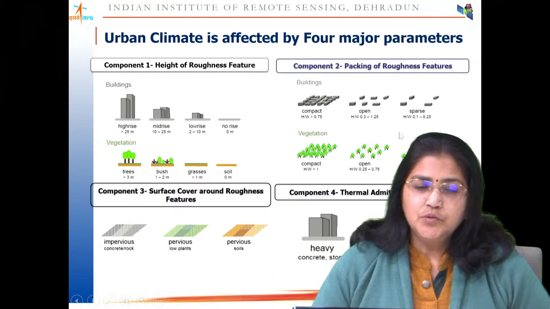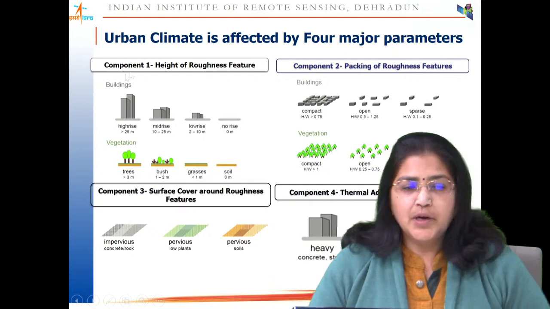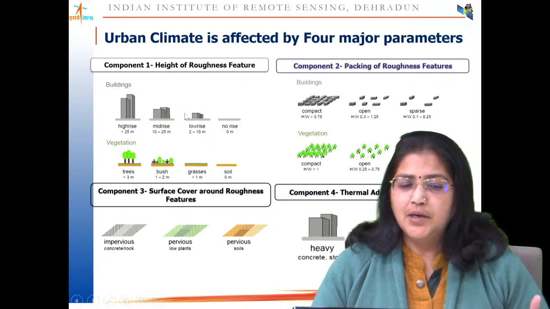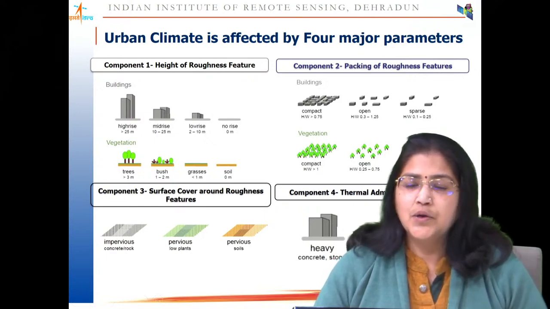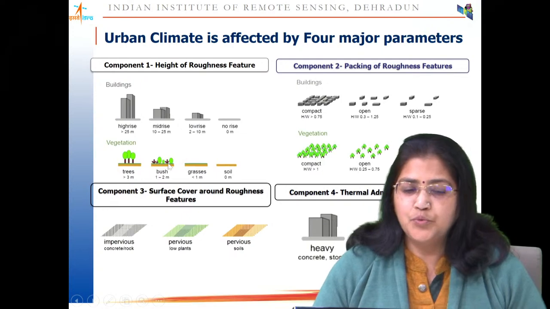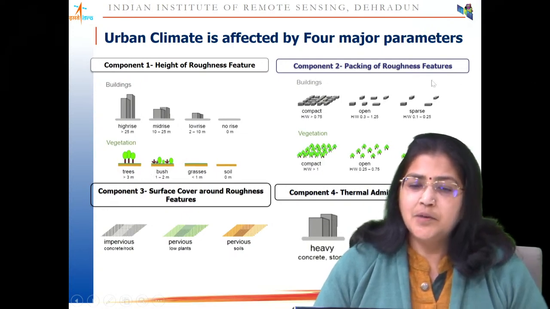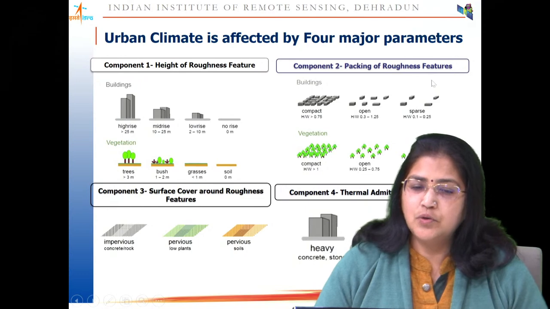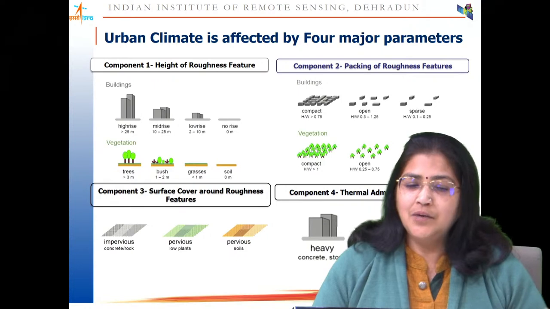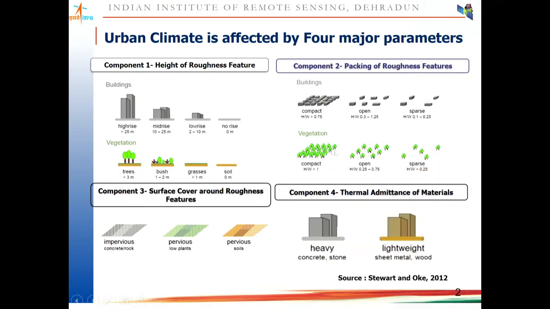If we look at urban climate, urban microclimate is affected by four major parameters. One is the height of roughness features, like whether the buildings are low rise, mid rise, or high rise. It is applicable to vegetation also, whether soil, grasses, bush or trees. It also depends on the packing of roughness features, like the density of your roughness features. Here buildings and vegetation behave as roughness features.